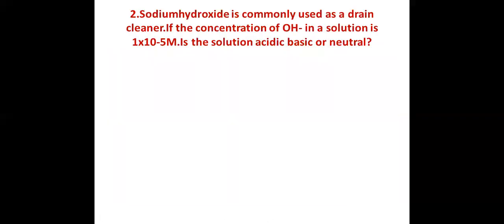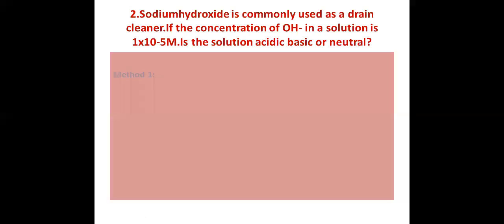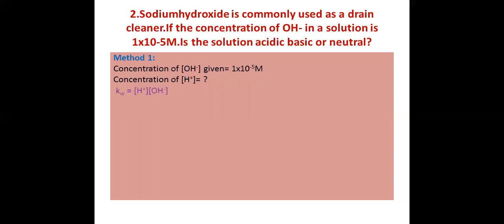Part 2. Sodium hydroxide is commonly used as a drain cleaner. If the concentration of hydroxide ion in a solution is 1 into 10 raised to the power minus 5 molar, is the solution acidic, basic, or neutral? In this case, hydroxide ion concentration has been mentioned. So the concentration of hydroxide ion given is 1 into 10 raised to the power minus 5 molar. Concentration of hydrogen ion we have to find out. Then we will be able to compare it with the neutral water.